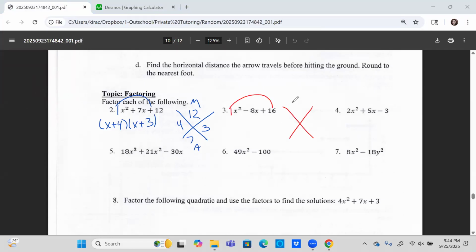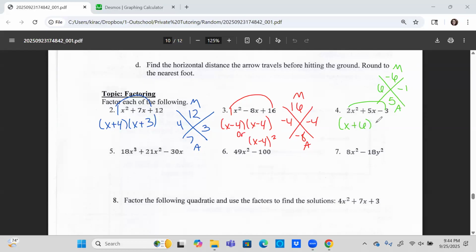There's a 1. 16, negative 8. What if you did negative 4 times negative 4? That multiplies right, that adds right. So you can write this one as x minus 4, or x minus 4 squared. Multiply, add. What if you had 6 and negative 1? So this would be x plus 6, x minus 1, not done.